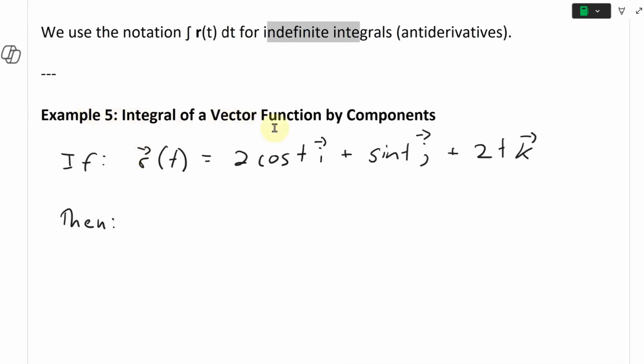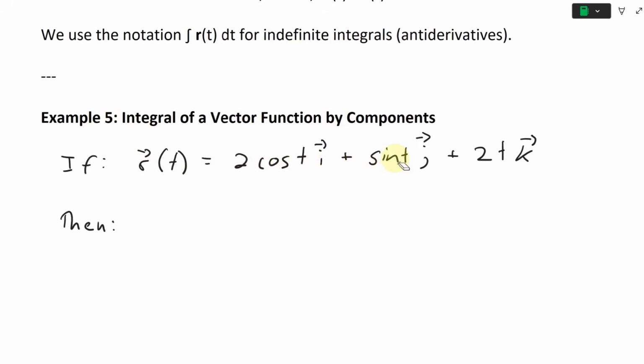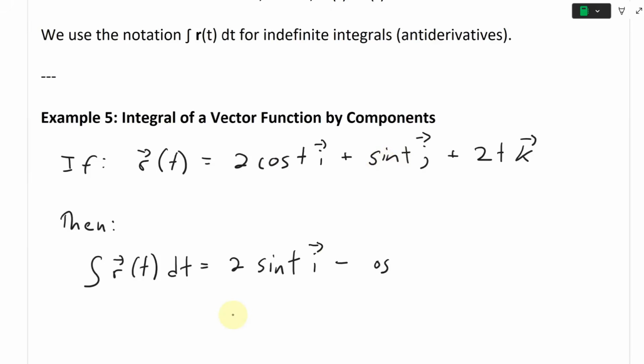Example 5: integral of a vector function by component. If we have r of t, the vector function, equal to 2 cosine t i plus sine t j plus 2t k, then the integral of r of t dt is equal to the antiderivative of 2 cosine, which is 2 sine t, because the derivative of sine t is cosine. The antiderivative of sine t is negative cosine t, because the derivative of cosine t is negative sine t, so we need to cancel that out by including another negative.